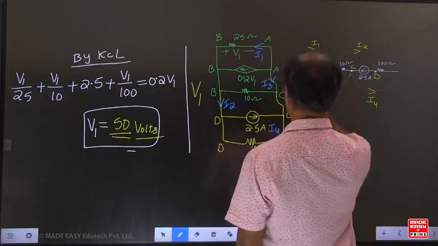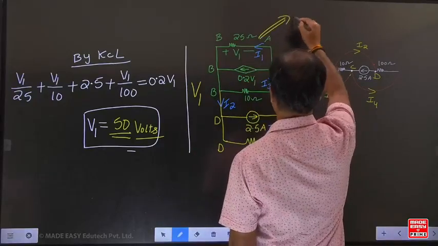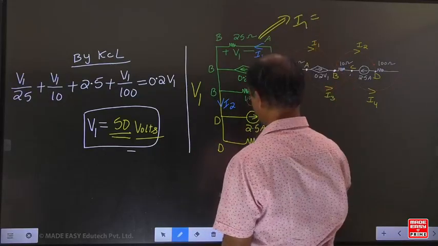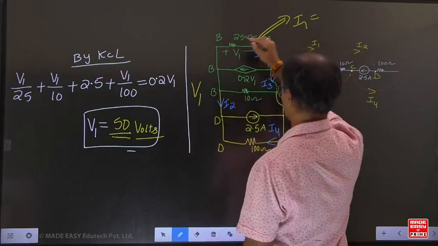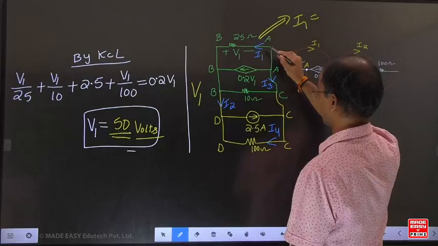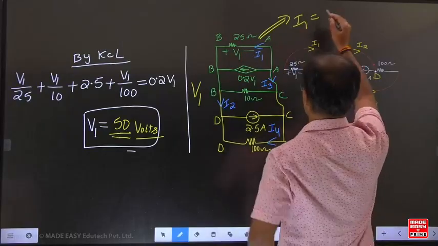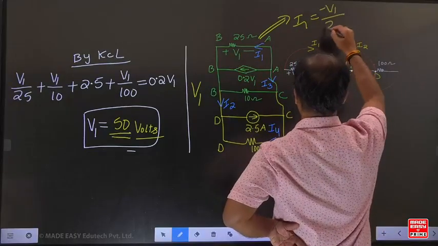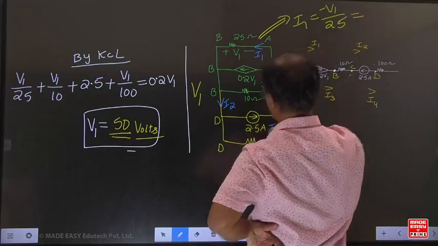In this example, what is the requirement? First requirement is the I1 value. To conclude the I1 value, what is the assumption? Current has to go from higher potential to lower potential. But how is it going? Lower to higher. Then what do you write for this one? Minus V1 by 25.